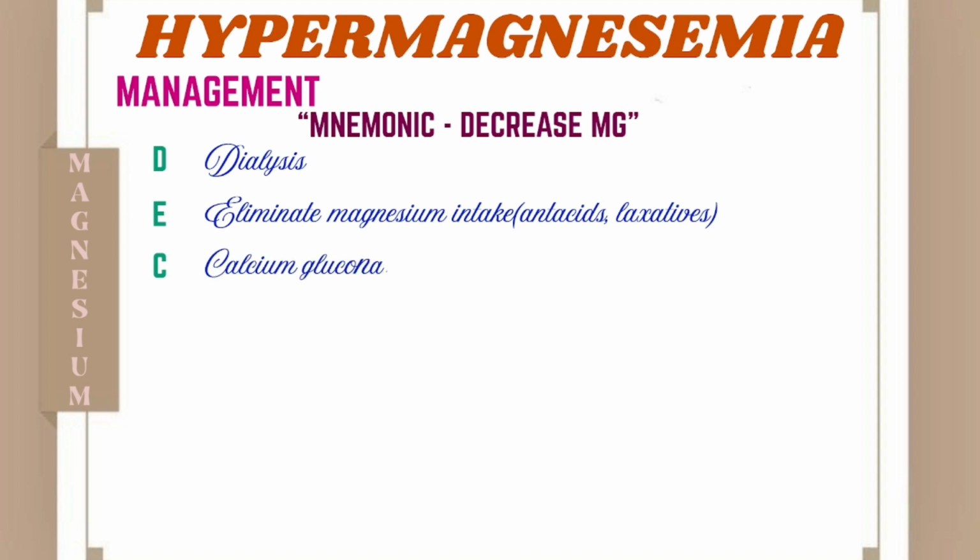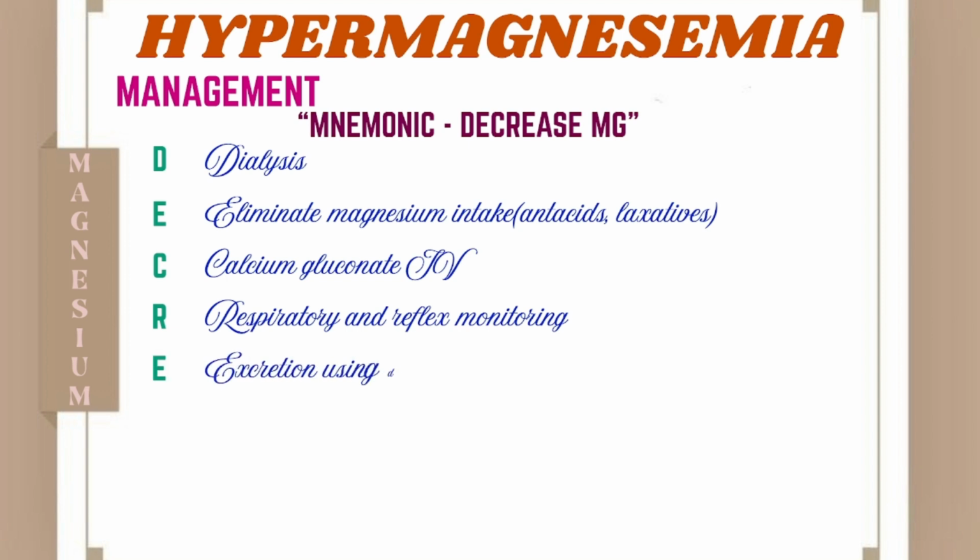C stands for calcium gluconate IV. Calcium gluconate acts as an antidote for hypermagnesemia. So we can give calcium gluconate IV. R stands for respiratory and reflex monitoring. We have to monitor the respiratory rate, depth, reflexes, because high magnesium will cause sedation effects.